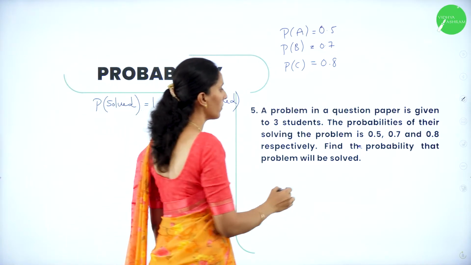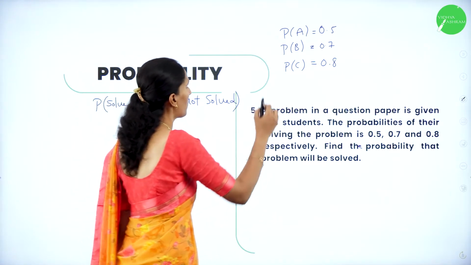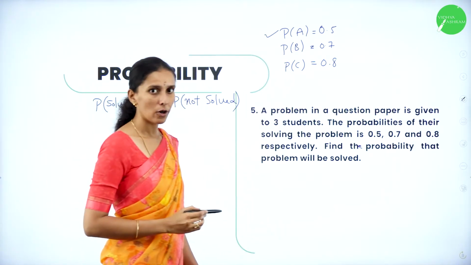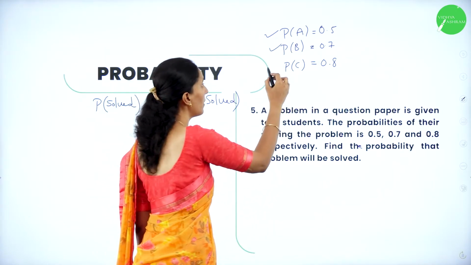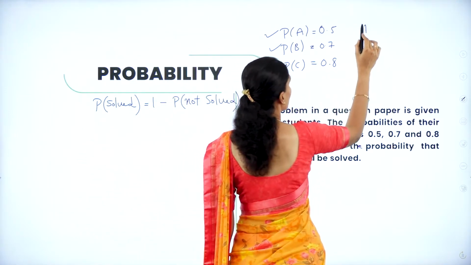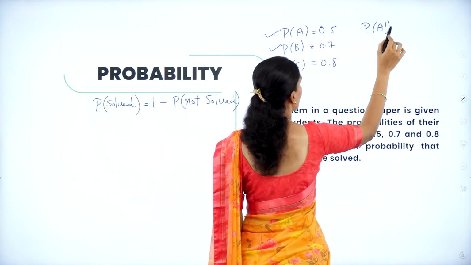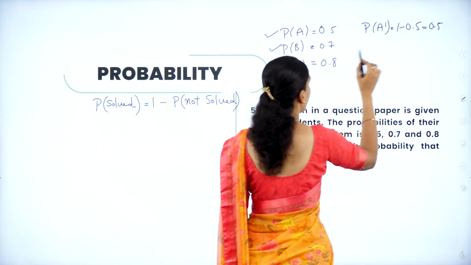So not solved means they are not solved by any one of them. So the probability that the problem is solved by A is 0.5, by B is 0.7, and by C is 0.8. What is their complement? That is, what is P of A dash? That is 1 minus 0.5, which is equal to 0.5.